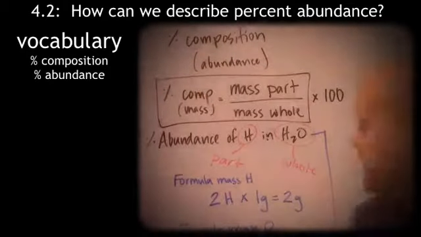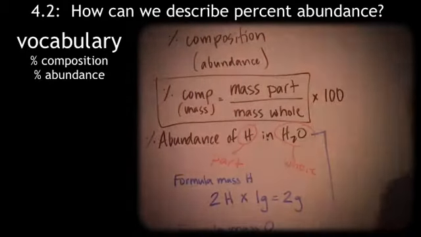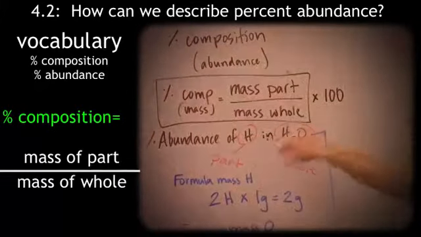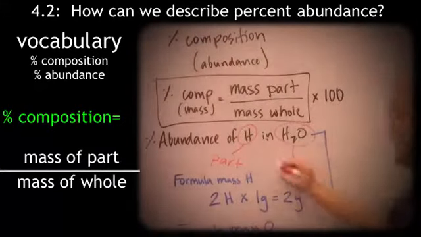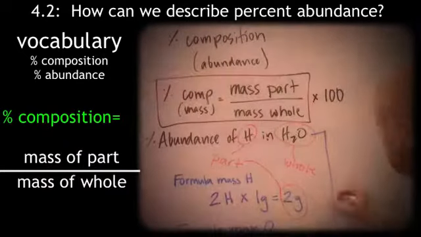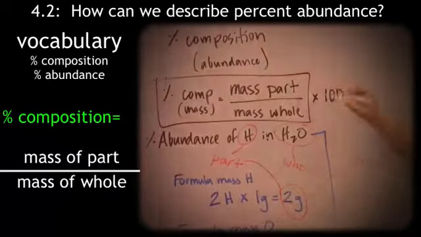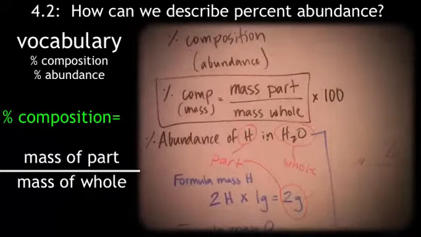Because what we need to do is figure out what contribution hydrogen is playing. So for the abundance of hydrogen in water, we take the part that is hydrogen, which goes on the top, over the mass of the whole. The whole was all of H2O. So 2 over 18.